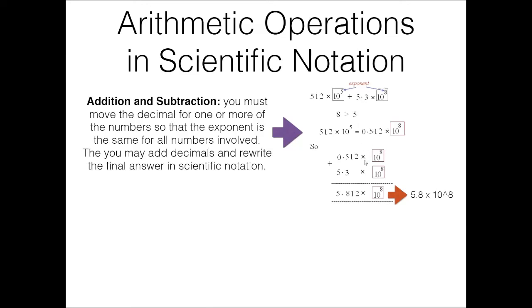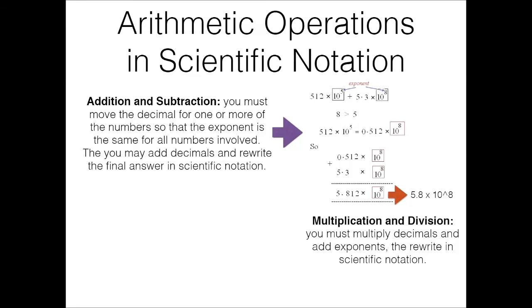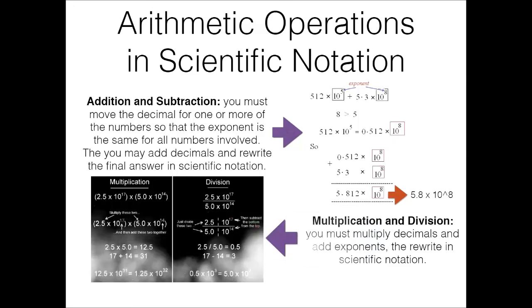I know I'm technically multiplying when I have these scientific notation, but we apply the addition rule when we're adding numbers in scientific notation. Okay, now multiplication and division is slightly different. We do not care if the original numbers in scientific notation have powers of 10 that are different. It's okay. What you must do is multiply the decimals, but you must add the exponents, then rewrite in proper scientific notation. So let's look at an example of that.